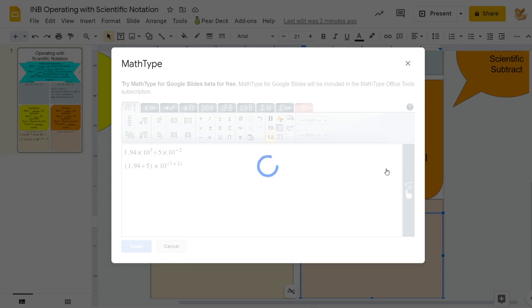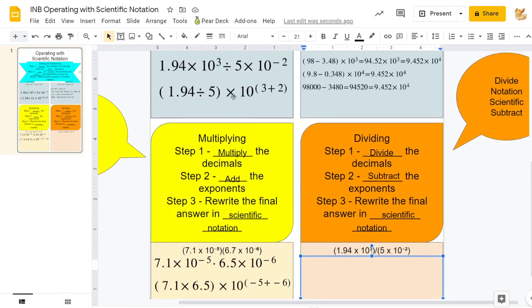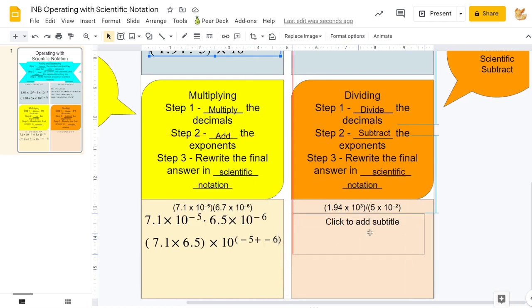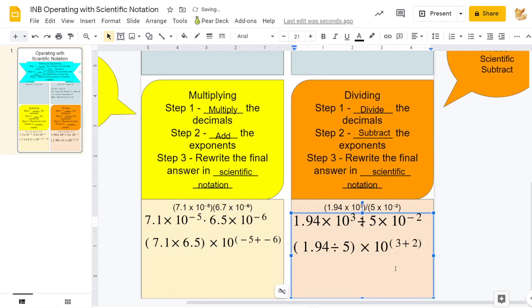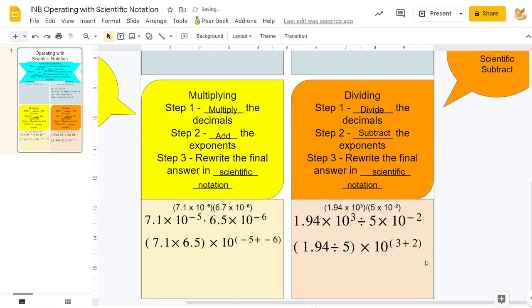Remember to always rewrite your answers into scientific notation. Scientific notation is where you have one number in front of the decimal. And that's all you got to do.